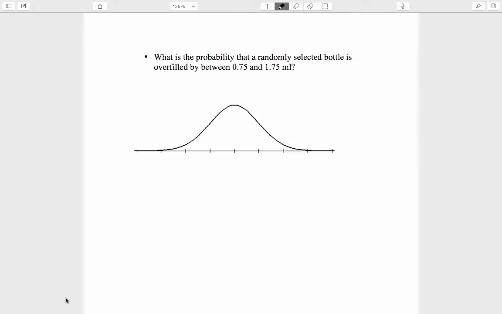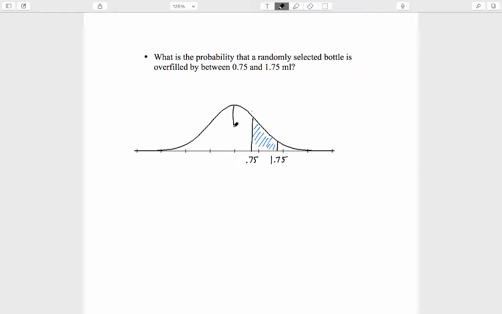What is the probability that a randomly selected bottle is overfilled by between 0.75 and 1.75 milliliters? Let's first sketch the region. 0.75 milliliters lives right about there, and 1.75 milliliters up here. So that's 0.75 and 1.75 along the horizontal axis, and we are interested in the region between them.